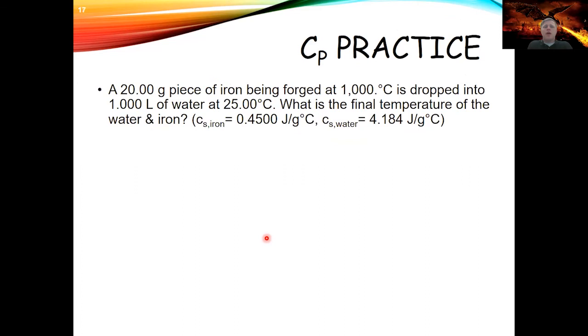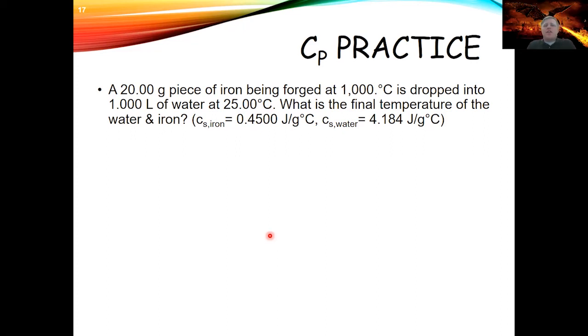All right, one last problem, and this will get us set for the next lecture. This is actually how we measure the heat capacity of things. We heat them up and then we put them in water to see how the water changes temperature. Or at least this is one way. We'll talk about a couple ways in the next lecture.